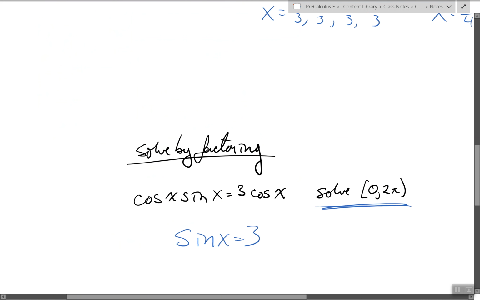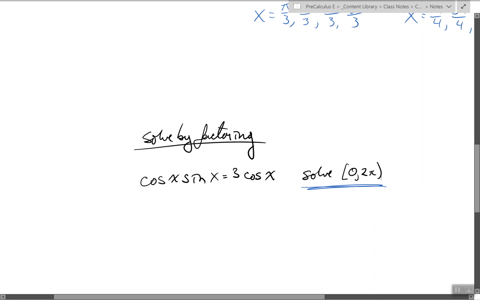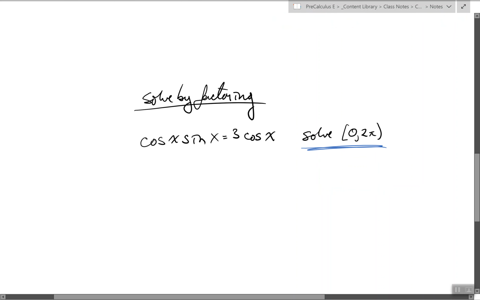So in order to solve this, in order to be able to factor it, we need to do the same process that we did when we solved other things by factoring, i.e. quadratics. So we want to get all of our terms to the left side and get a 0 on the right. And you can do it the other way around, but I like getting the quantities to the left and a 0 on the right. So we're going to do that with subtraction. We're going to move this 3 cosine to the left side. And then the right side is now equal to 0.